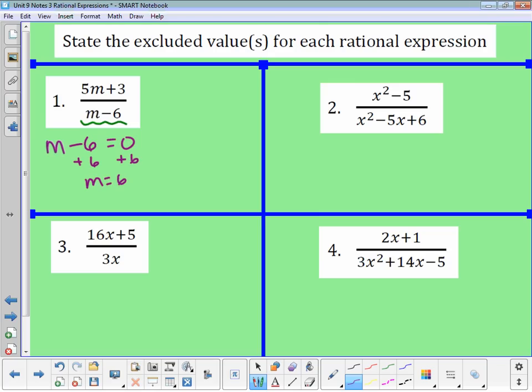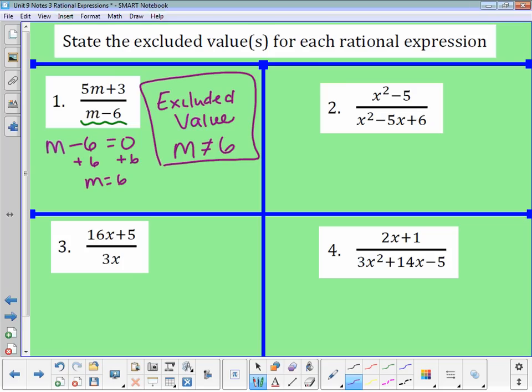So the way I write this out is I'm going to say that the excluded value, that's how I'm going to label it, m cannot equal 6. So there's my excluded value. And we hopefully remember this symbol right here. This symbol right here is not equal to, just in case you forgot what that symbol means.